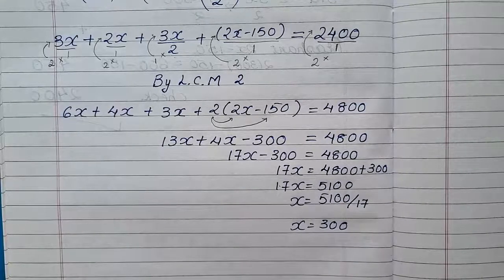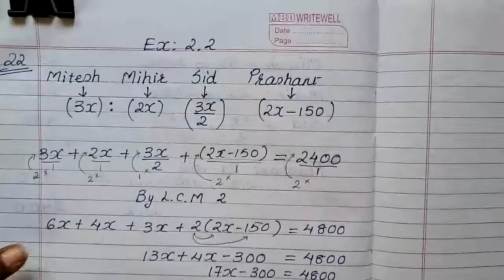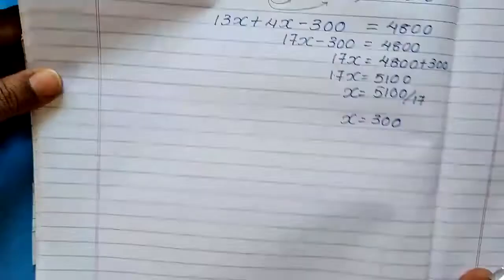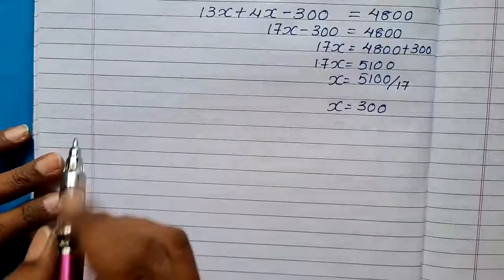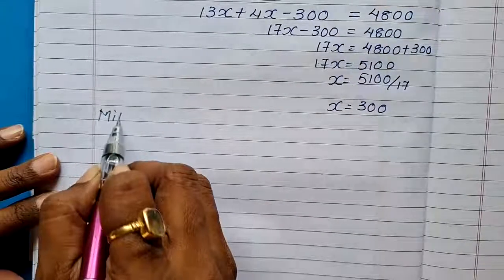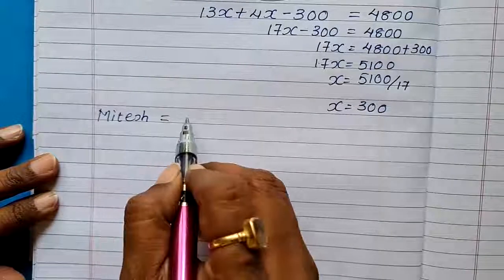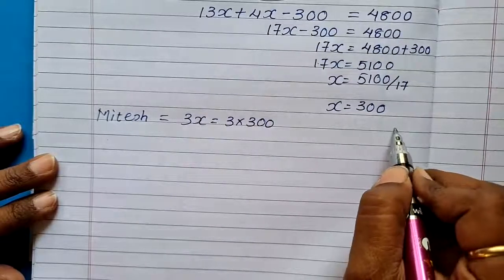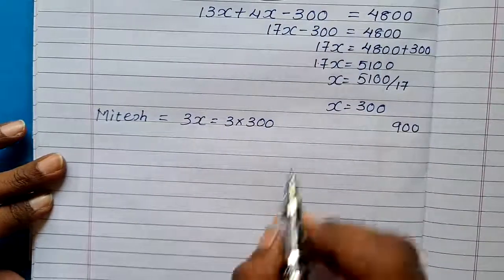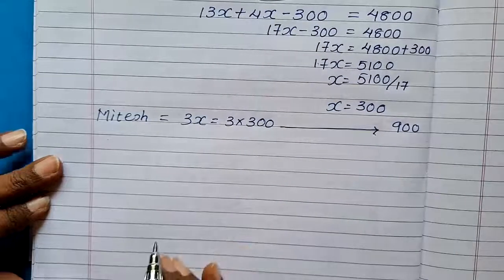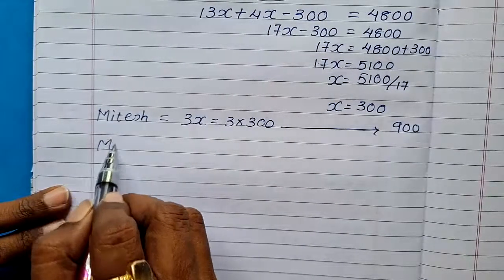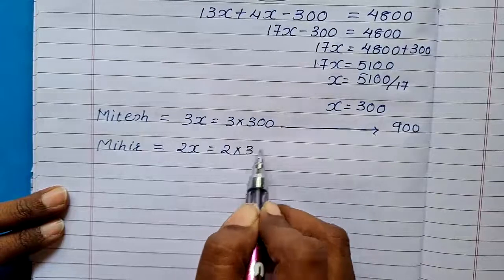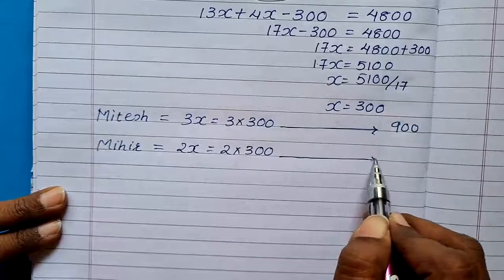They have asked you to find the contribution of each. Now we know that the contribution of each is this. So we'll just plug in the value of x in this and we will get the amount contributed by each of them. Okay. So Mitesh, he contributed 3x. So 3 into 300, it will be 900. Okay. Then Mihir, he contributed 2x. So 2 into 300. So this is 600.